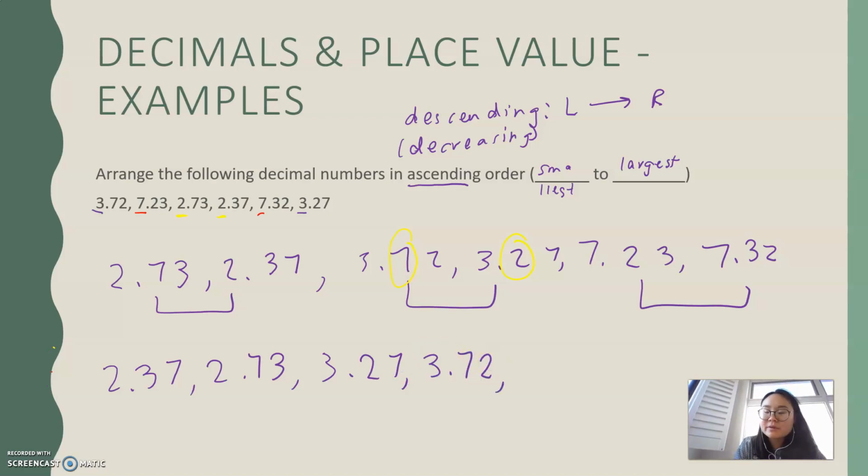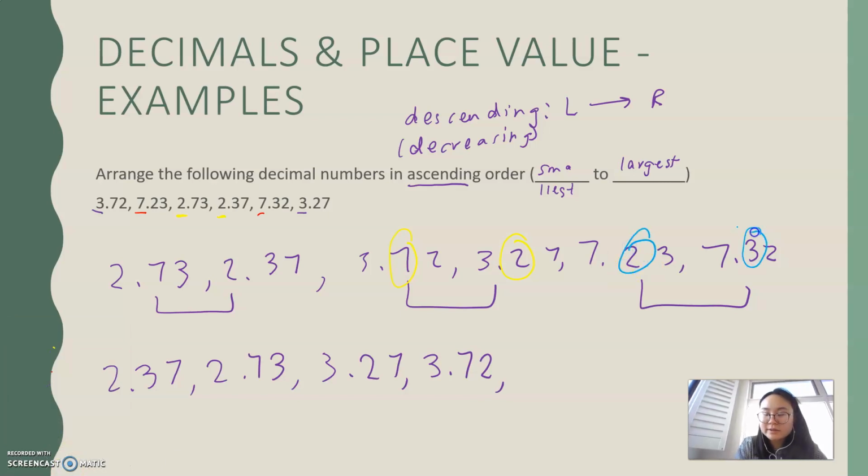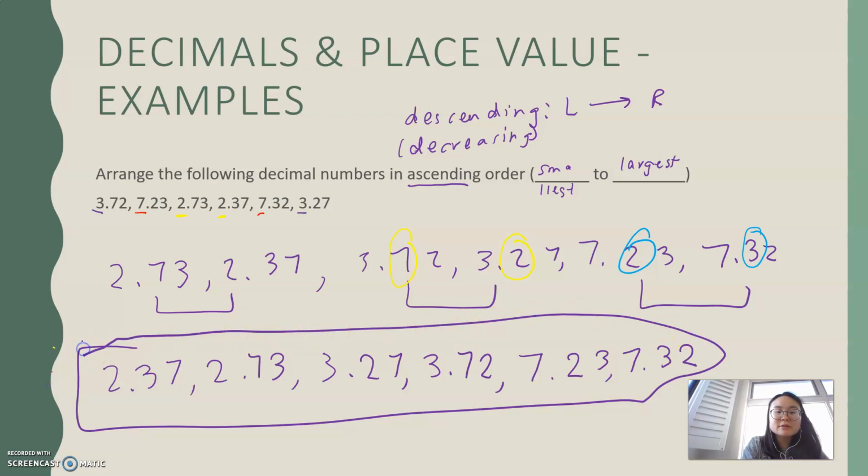Okay, my last group, the decimals starting with 7, is actually in order already because I've got 7.23 and 7.32, and 2/10 is smaller than 3/10. So it is in order already. And this is the answer. As a recap, I looked at the numbers, I realized that there were 2 decimals starting with 2, 2 starting with 3, and 2 starting with 7. I put them in that order, and then I looked at the specific groups of decimals to make sure that the 2 decimals starting with 2 were in the right order, and so on.